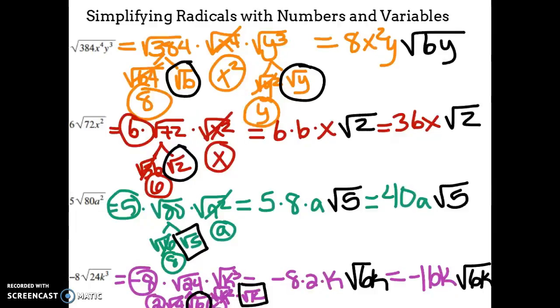Did you get negative 16k times the square root of 6k? If you did, you are correct. I know it's a little jumbled, but you have your negative 8 times the square root of 4 times the square root of 6, which the square root of 4 will simplify to 2. So it's negative 8 times my 2 times there's 3 k's here, so 2 of them come out. So there's 1k there, so it's negative 8 times 2 times k is negative 16k. And then you have the square root of 6 and the square root of k together underneath the radical. So there goes your 6k underneath.